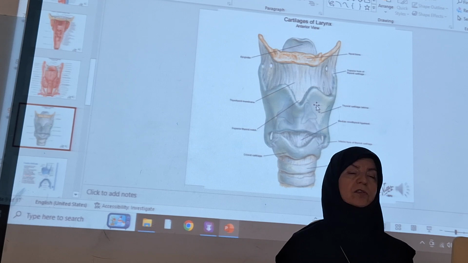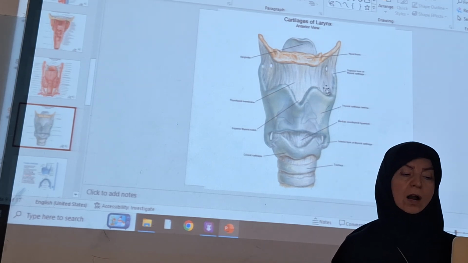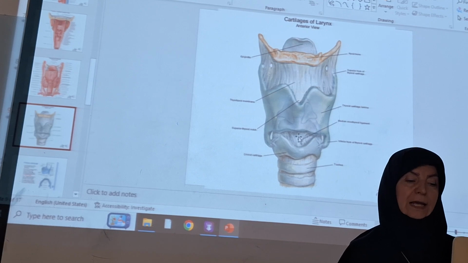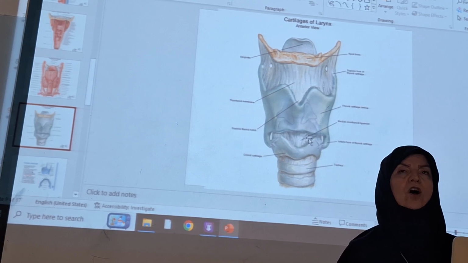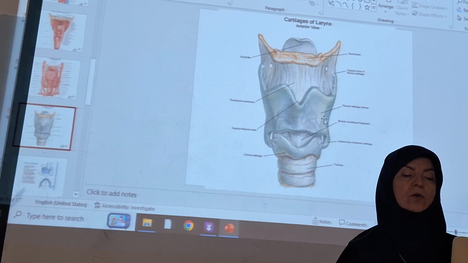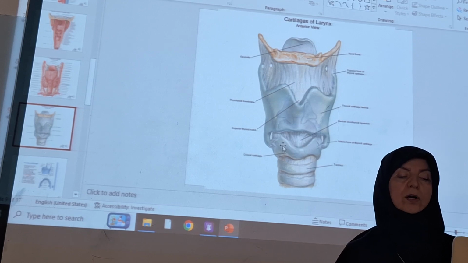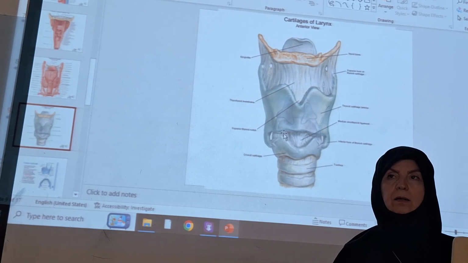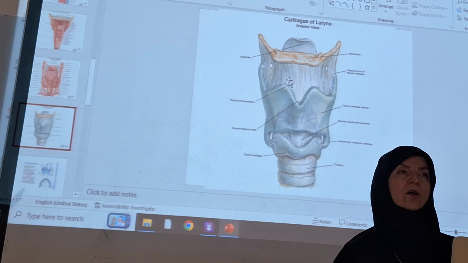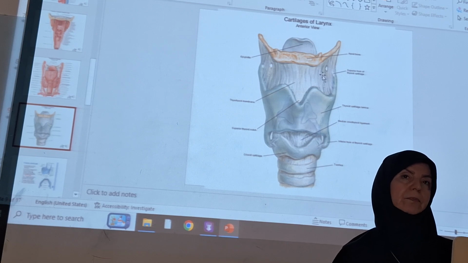Between the arch and the thyroid cartilage, here we are able to show you another ligament or another membrane that we can call cricothyroid ligament or cricothyroid membrane. So it is cricothyroid membrane.